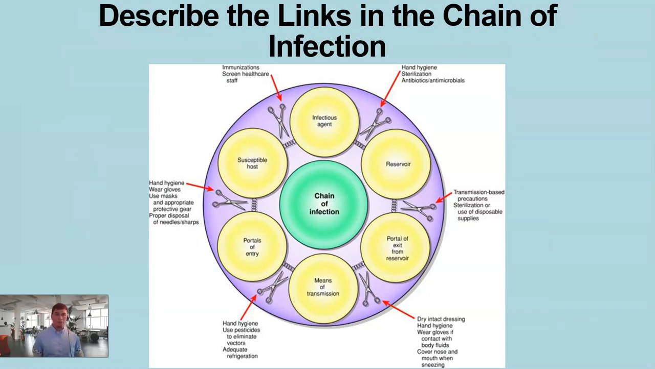The chain has 6 main components, the last being the susceptible host. So once all of the previous 5 parts occur, there has to be a host that is susceptible for the growth and colonization of the organism. And that really provides you a high-level overview on the links in the chain of infection. And again, your image in the textbook will provide you a slightly different view. So there's a bunch of different ways to understand this chain and how you can break the link in between each chain.